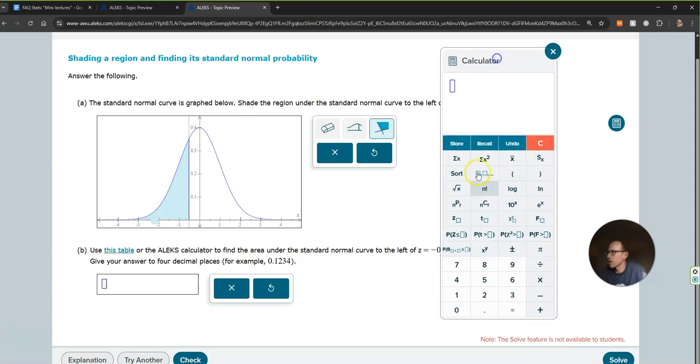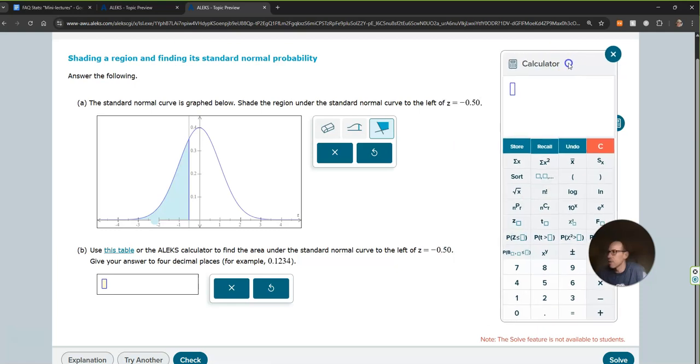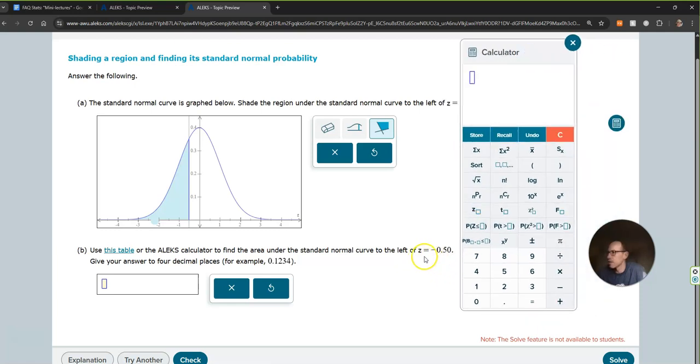So if we grab the calculator here, you'll notice a couple keys that come into play. And if we want the area to the left of negative 0.5, notice here, probability that z is less than or equal to, it's basically exactly what we're looking for, negative 0.50. So we just plug that into the calculator and we get our answer set to 4 decimal places. So we'll grab those and put it here.